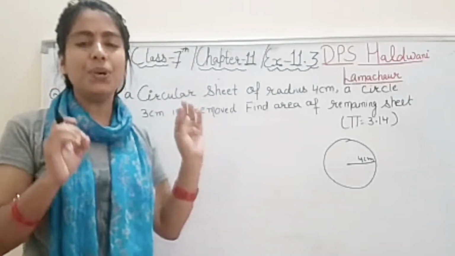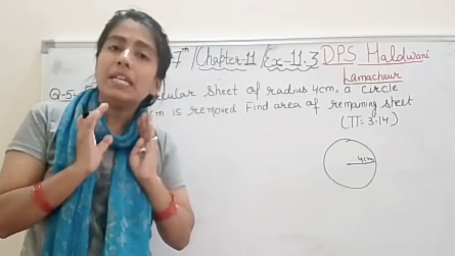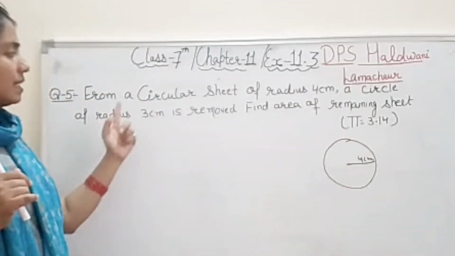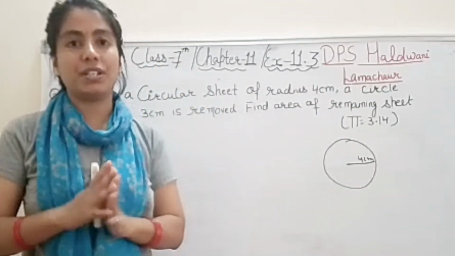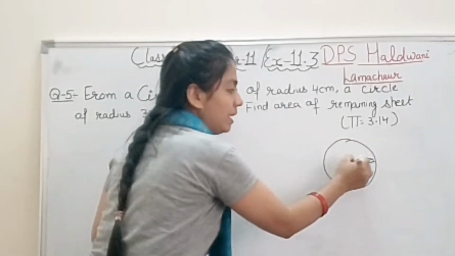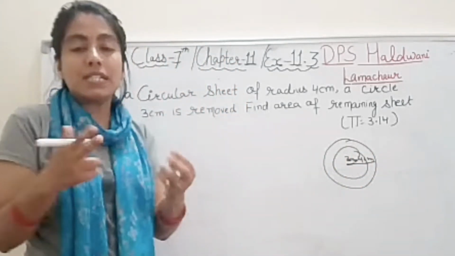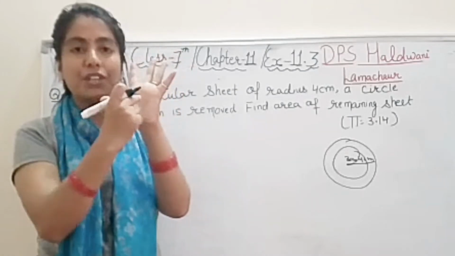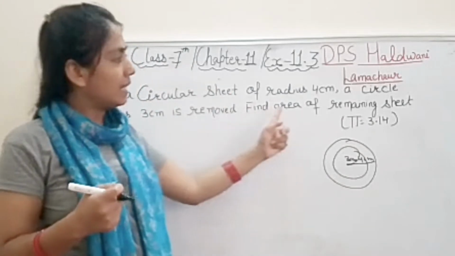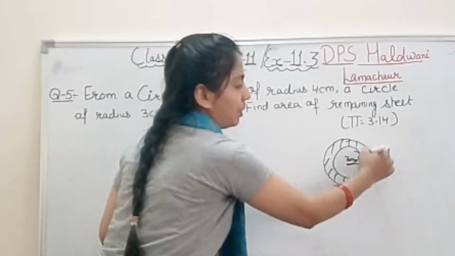Whatever question is given to you, frame the question in your mind so that it will be easy for you to solve. A circle of radius 3 centimeter is removed from that sheet. It means from this sheet, one circle from the center, whose radius is given to you as 3 centimeter, is removed. Means you cut. Suppose one circular sheet is there and you cut one small circle from it. Now find the area of the remaining sheet.